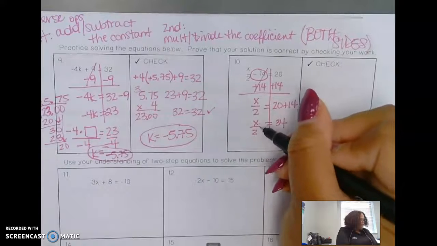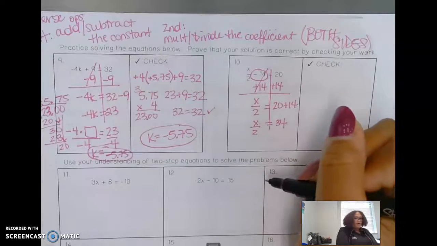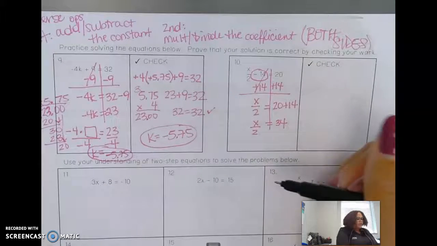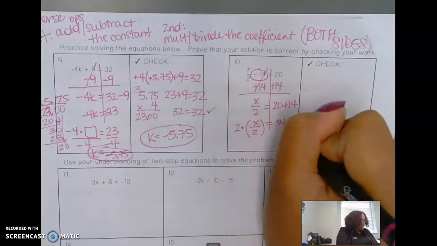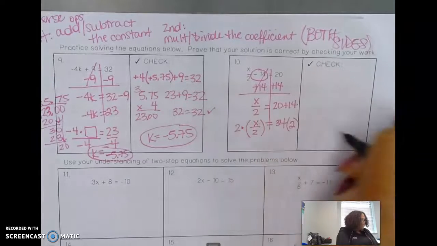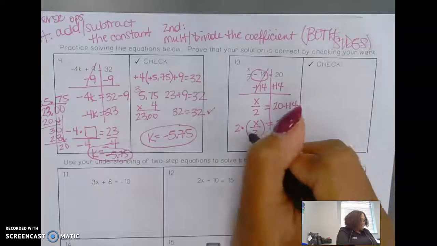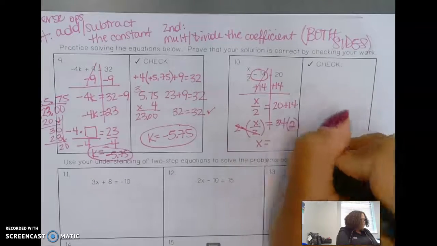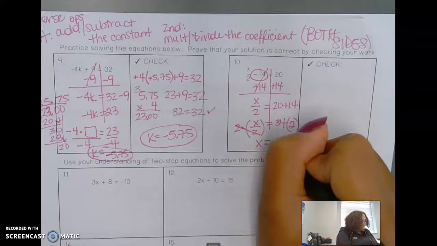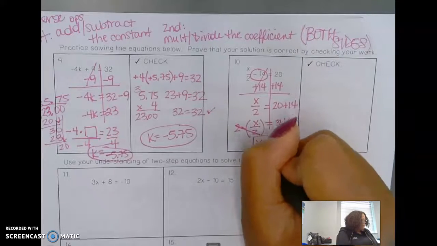This says some number divided by 2 equals 34. How do I find that number out? I must multiply both sides by 2. The opposite of division is multiplication. These 2's will cancel out. X equals 34 times 2, which is 68.